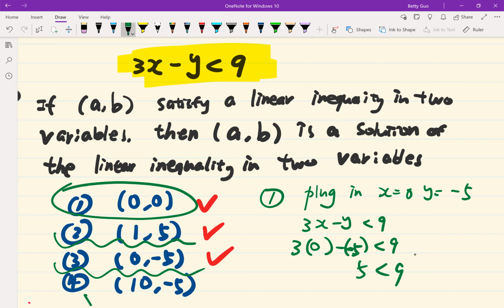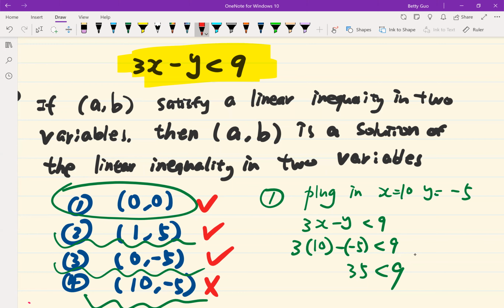Let's see number 4. The ordered number pair is (10, -5). This time we are going to plug in x equals 10, y equals -5. Please let me know what you have. 3 times 10 minus -5. Minus -5 is the same as plus 5. What do you have? 35. Okay, we got 35 is less than 9. True or false? False. Okay.